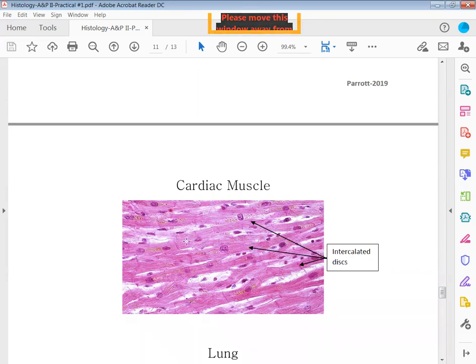You can also see these structures here, these dark lines. Those dark lines are your intercalated discs. So the two things you need to know from a slide that looks like this: if I say identify this tissue, you're going to say cardiac muscle. If I say identify these dark line structures, you can tell me the intercalated discs.